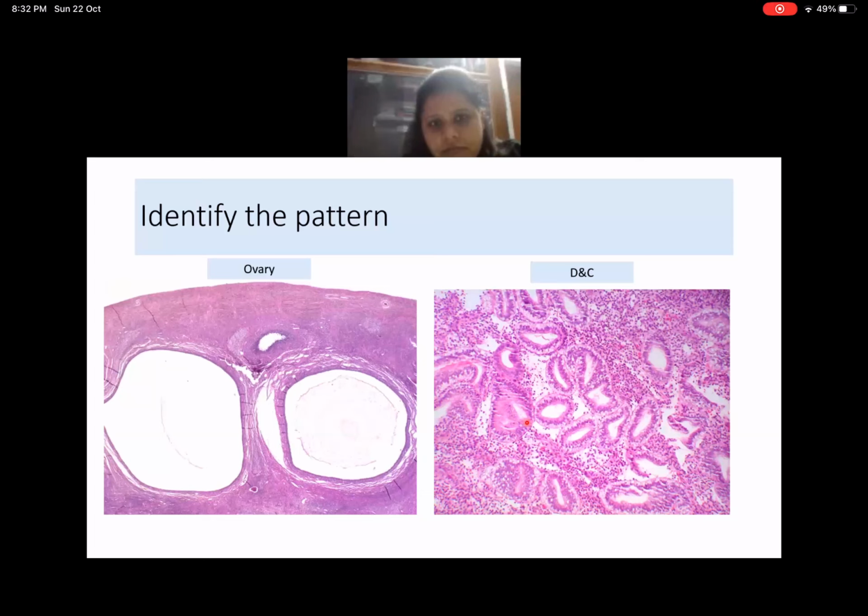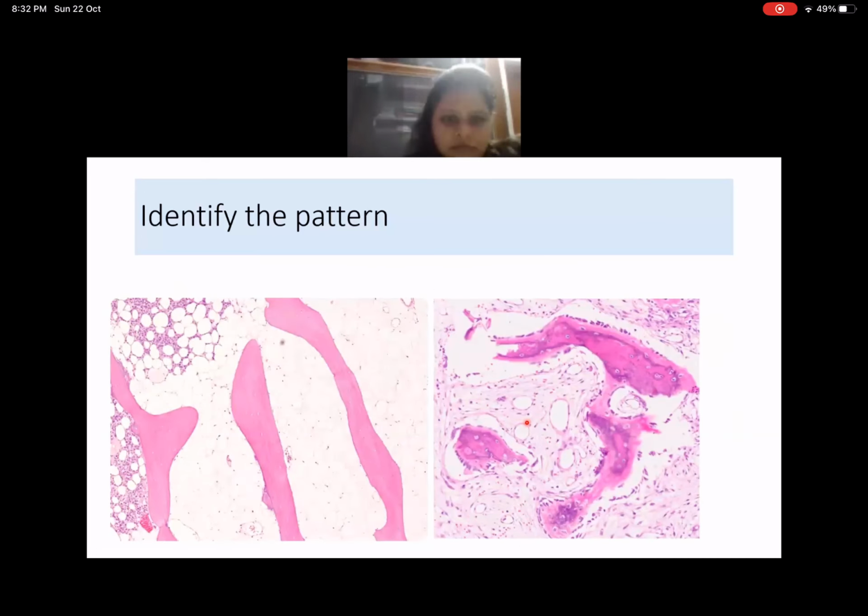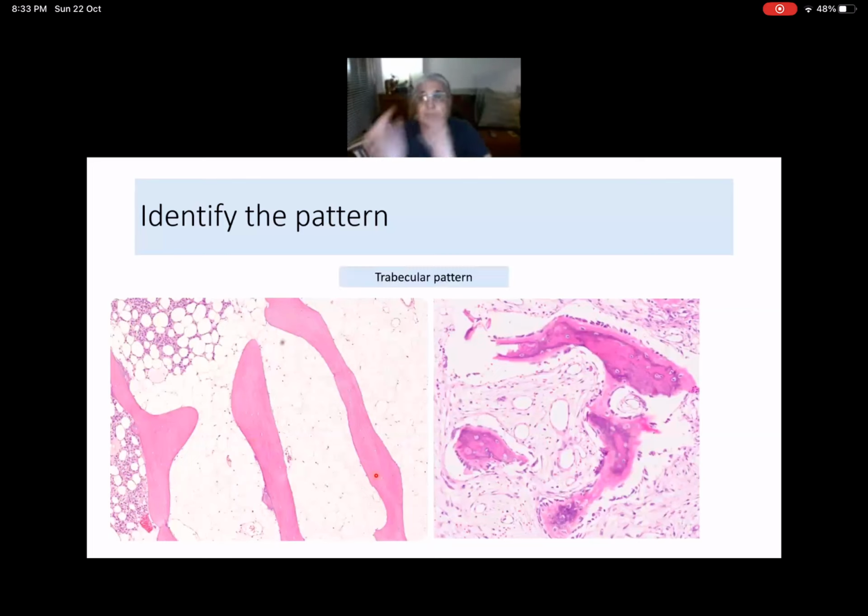And this is the D&C of the same patient. What pattern is this? This is endometrium. So those are glands. In the endometrium, you don't have ducts. In the endometrium, you have glands, because they are secretory. So follicular and cystic, and this one is glandular. Excellent.